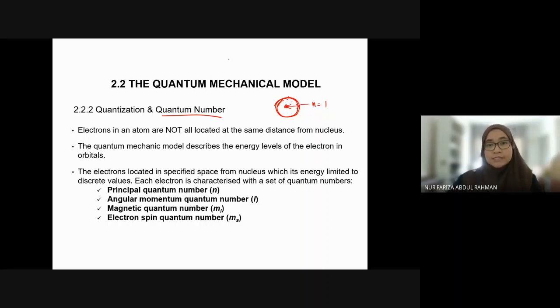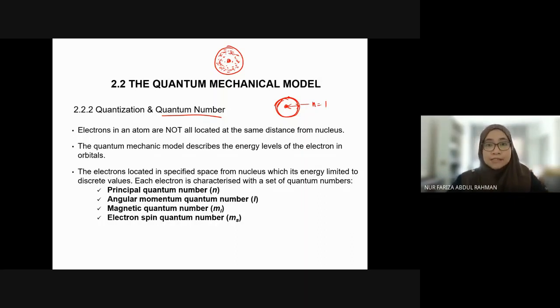But if it is an orbital, this is the nucleus and this is the energy level. The orbital means the probability of finding an electron. This is the location where the electron may be present. It is always moving, so we plot around this area. The electron density is very high here. So that will be the orbital.